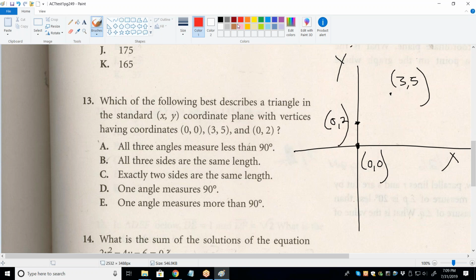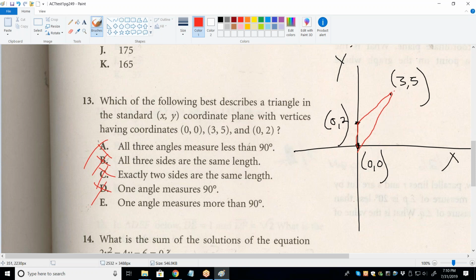Okay, I'll use a different color here. There's our triangle. Now, which of the following best describes that triangle? Read all 5 answers and tell me which one is correct. Is A correct? Is B correct? Is C correct? Is D correct? No, we're done. You don't even have to look at E. E has to be correct.